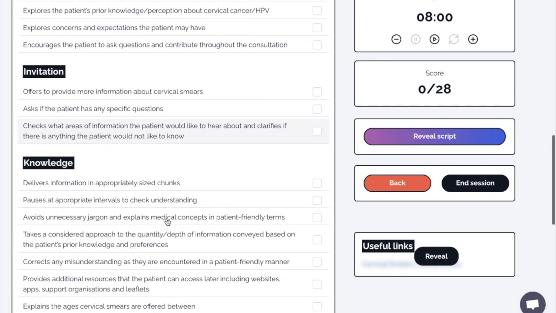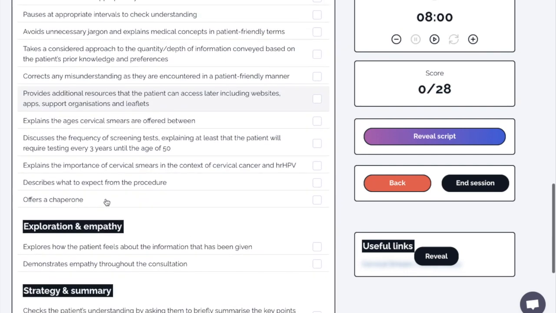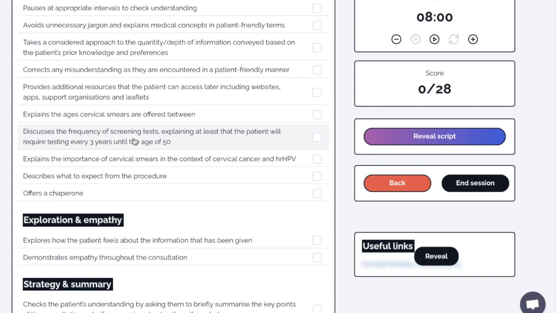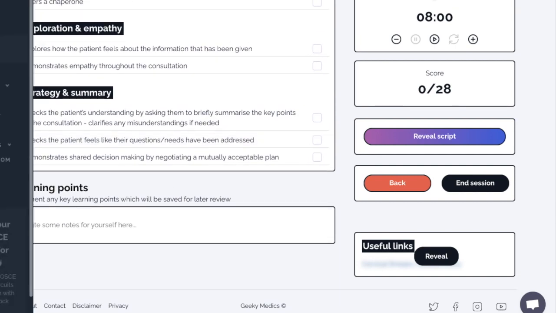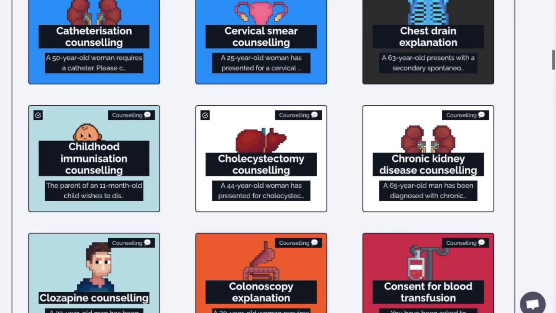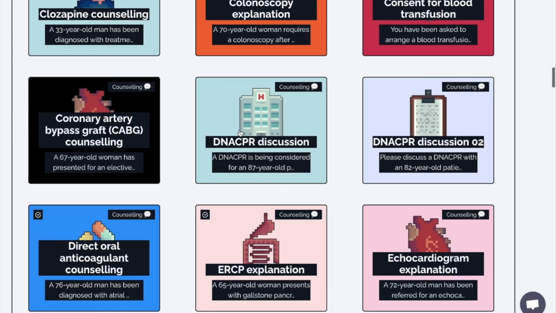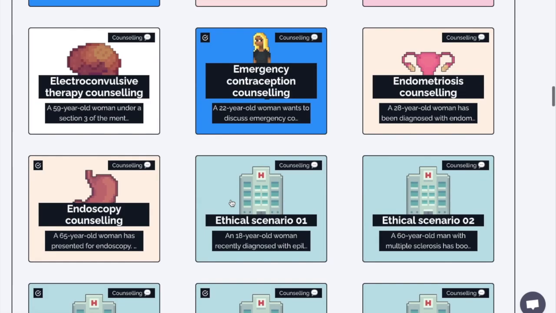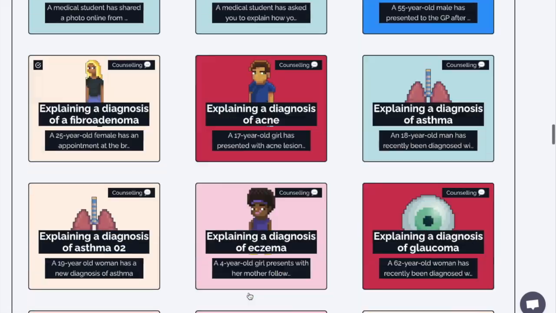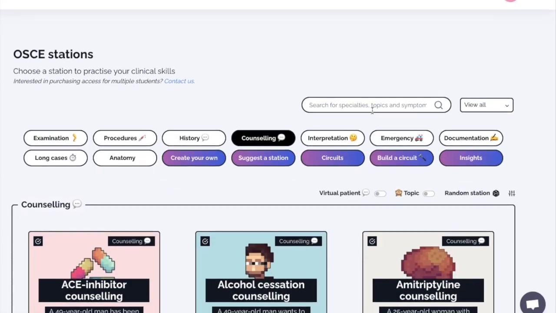The mark scheme is not very specific with counseling. It's quite general, like it needs to be chunky. Make sure you pause in between. Try and speak to the patient in a non-jargon manner. And then at the end, you can see contraception is a very common topic, ethical topics, diabetes.